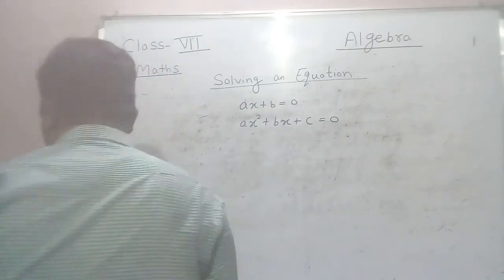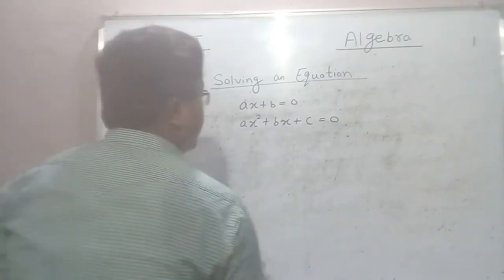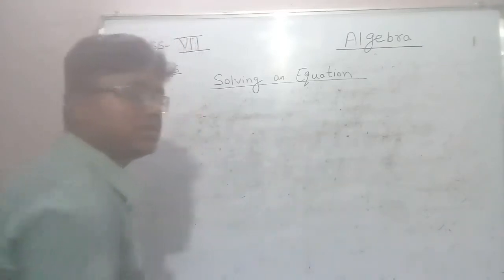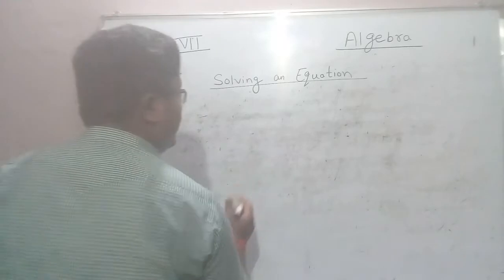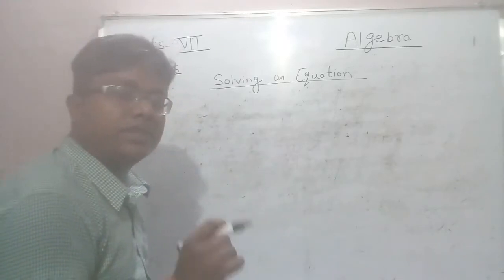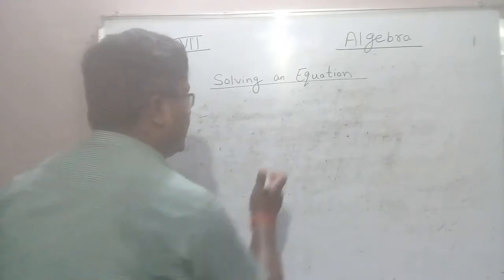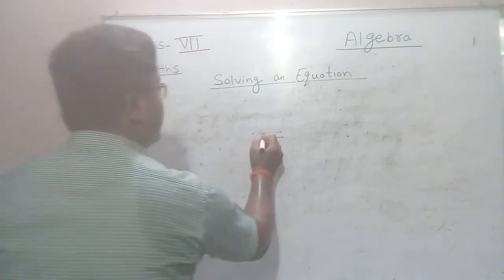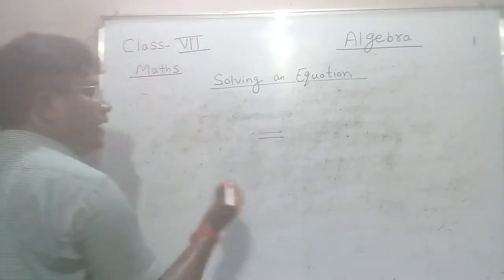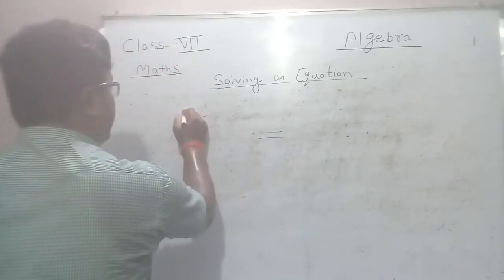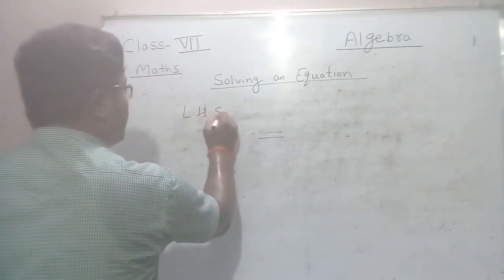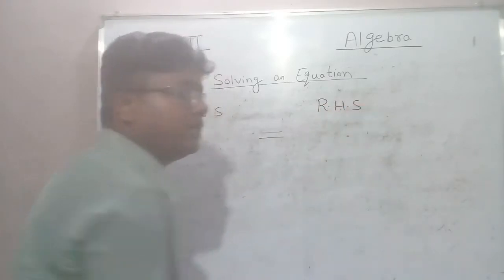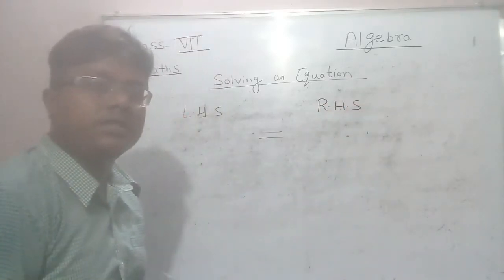Before going to solve an equation, we should know some of the rules. In every equation there will be an equal sign. From the equal sign, anything on this side is your left hand side and this is your right hand side. While solving, this rule comes into action.